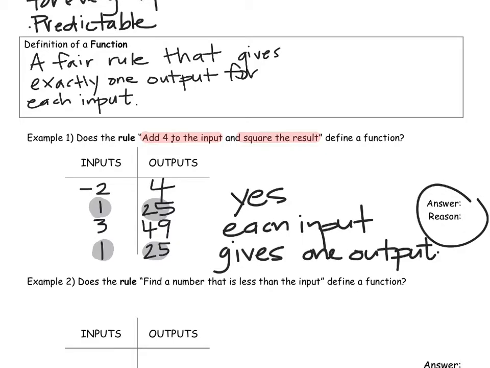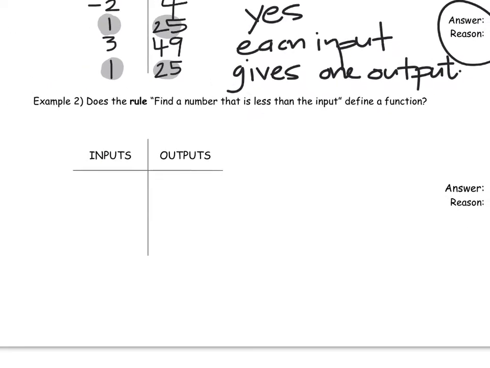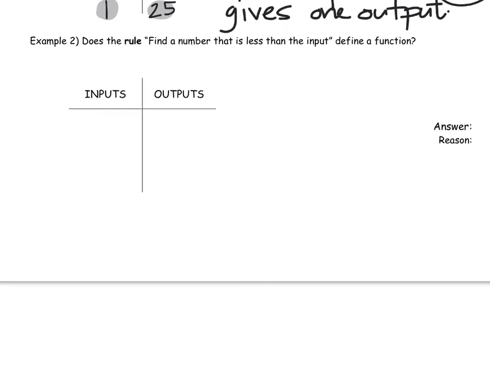All right, we're going to do another one. The next rule is: find a number that is less than the input. Remember, we know what less than means. It just means smaller than. Let's pick those same inputs, -2, 1, and 3. For the output, I just have to think in my own head of any number that is less than the input. You might be thinking of a number that is less than -2, and I might be thinking of a different one. Our outputs could be different. I'm going to pick -10. Chances are you were thinking of a different number less than -2, and that could also work as an output.